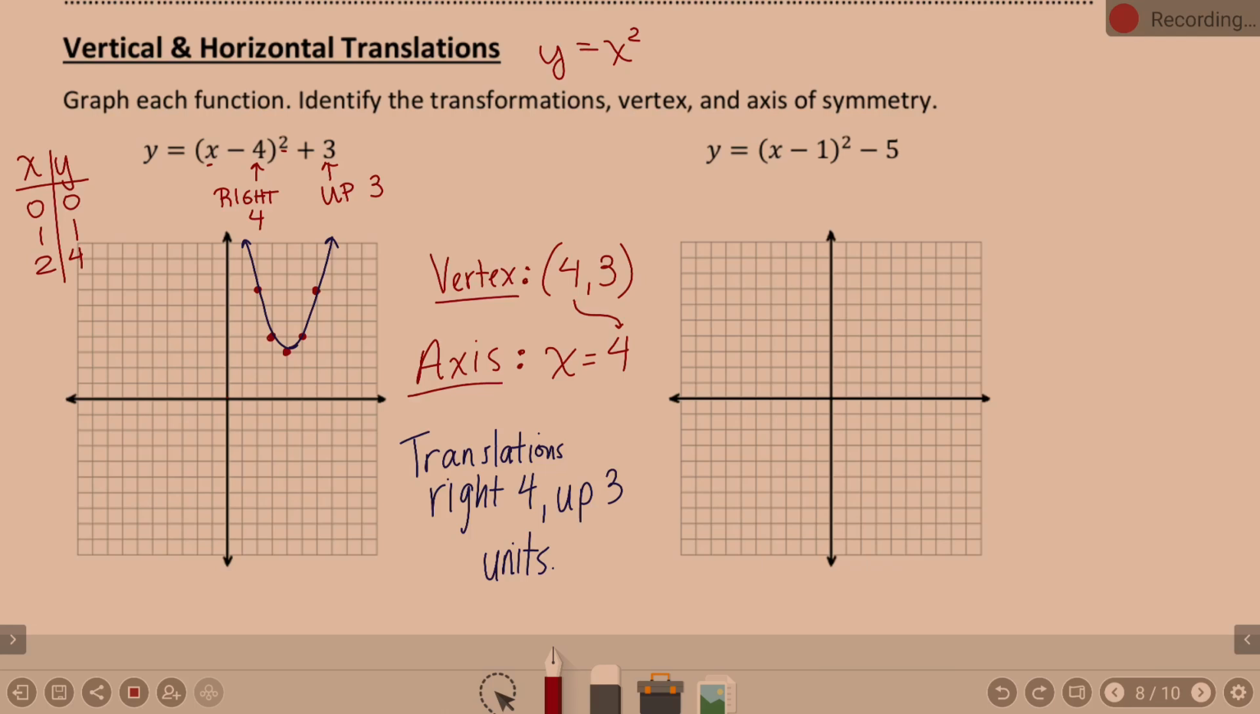Write 1 down 5. Okay. The minus 1 is in the parentheses with the x, so left to right, opposite the sign. So that makes it a right 1 since it's a minus 1. The minus 5, it's at the end. It's not in the parentheses with the x. It's by itself, so it's up or down, and that is direction of the sign, so down 5.